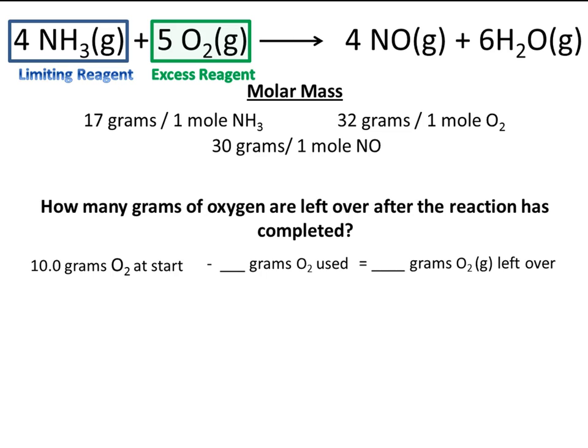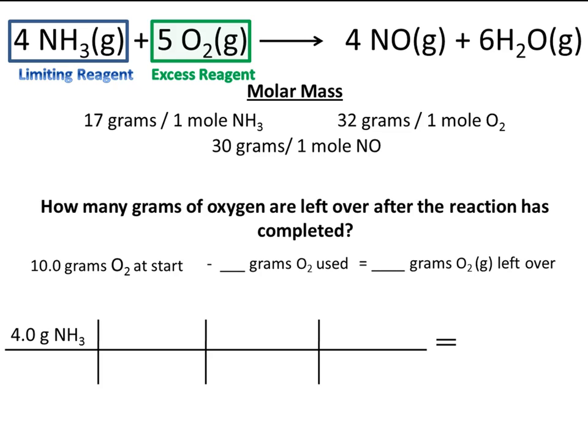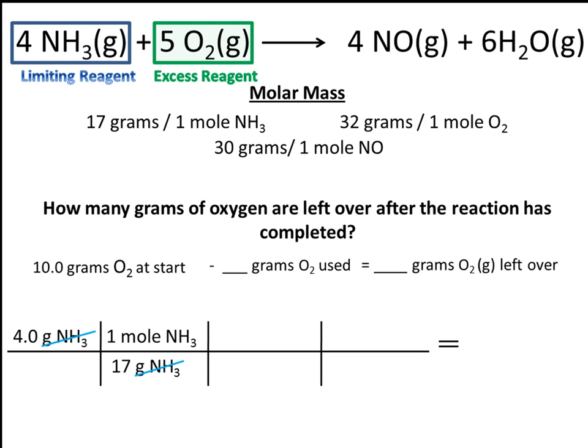We start with the measured quantity of 4 grams of ammonia. To convert grams to moles, we use the molar mass of ammonia. Put 17 grams on bottom to cross-cancel the units. To convert moles of ammonia to moles of oxygen, use the molar ratio given to us from the coefficients in the balanced chemical equation. Put 4 moles of ammonia on bottom and 5 moles of oxygen on top to cross-cancel the units. We have moles of oxygen, but we want to find grams.